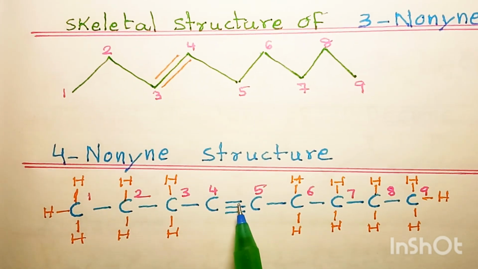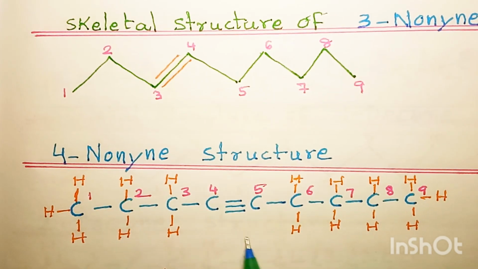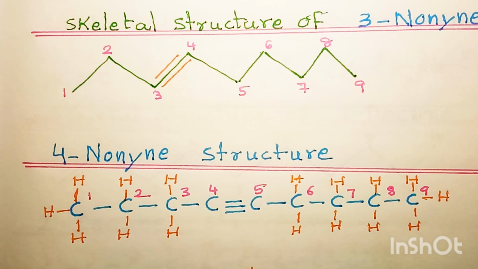The triple bond will be between 4th and 5th carbon atoms, so it is called 4-nonyne. The condensed structure of 4-nonyne will be the same. Write carbon and hydrogen together and draw a triple bond between 4 and 5. So this becomes 4-nonyne.